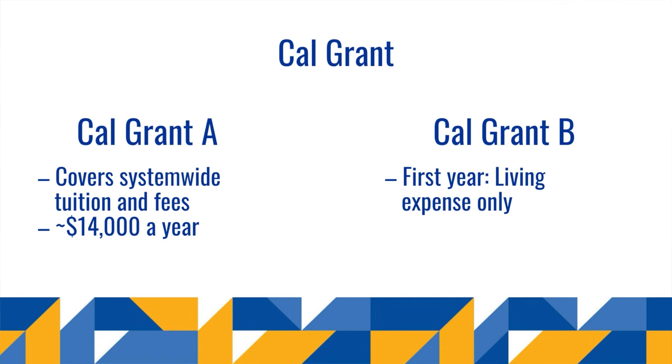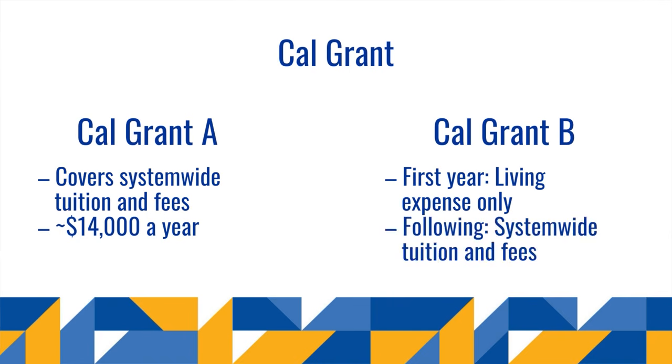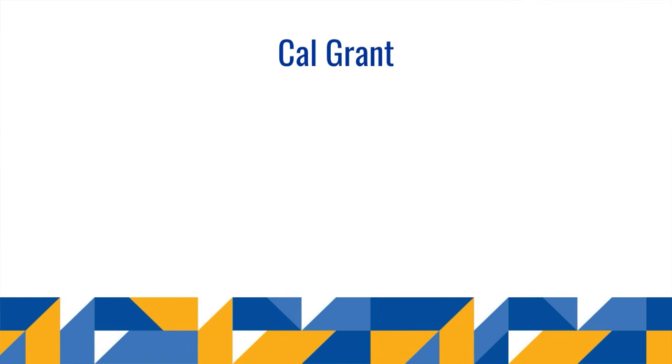The first year award for the Cal Grant B is limited to a living expense stipend and therefore a smaller amount. The following year, the award amount increases to cover system-wide tuition and fees when it is renewed. The Cal Grant may be renewed for up to 4 years.